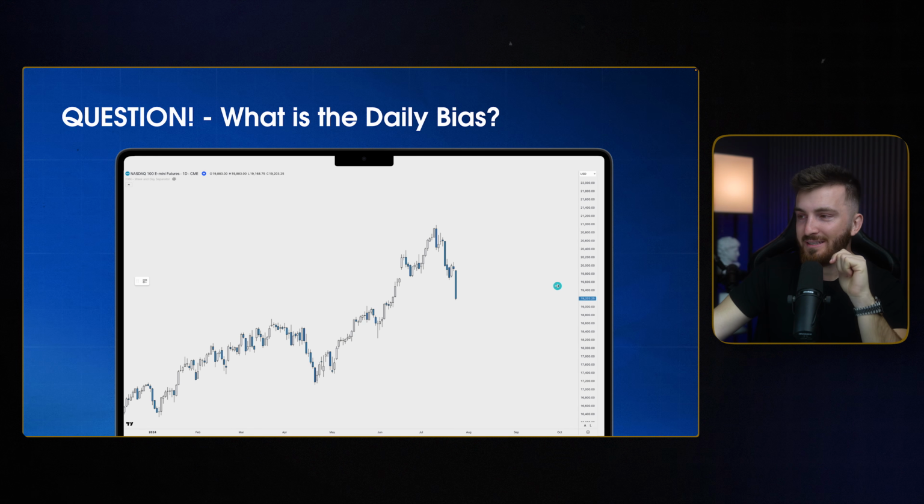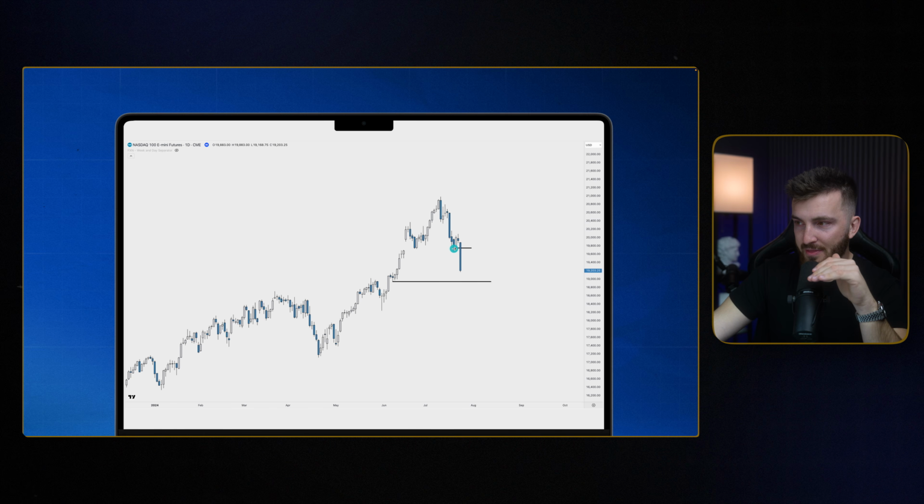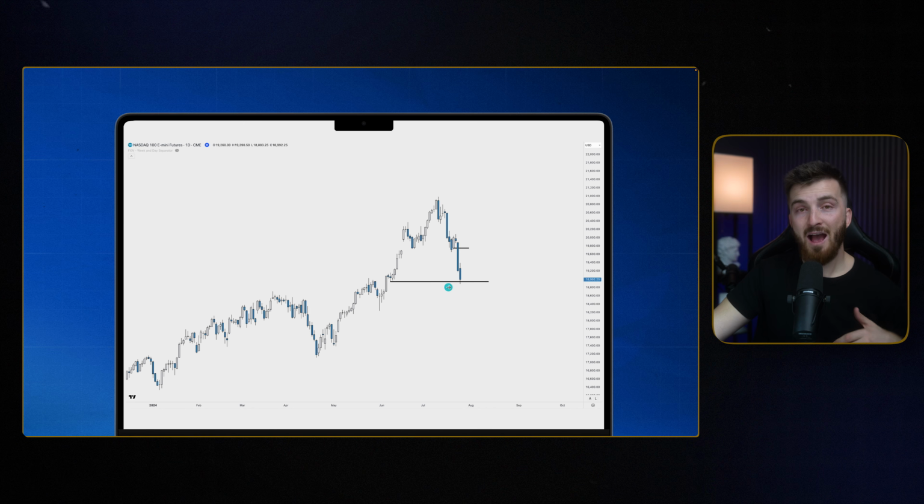Now on NASDAQ, once again, what is the daily bias? So what is the market structure? The market structure is bearish. So you can see we had the bearish market structure, and now you would ask yourself, what is the next closest area of liquidity that we can target? And then we see very clearly the low right there. And that's where we have the target.